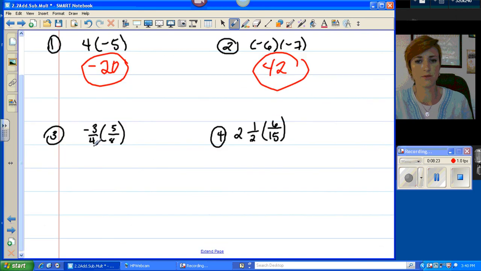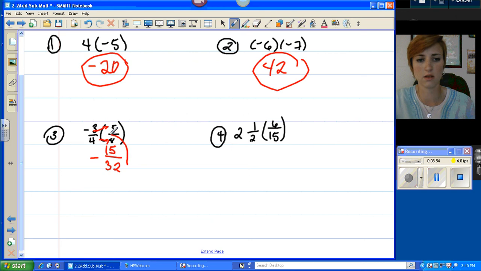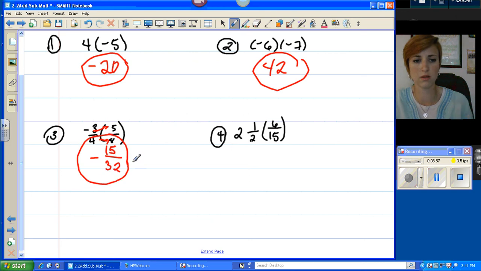Okay, example 3 for this set, we have 2 fractions being multiplied. So remember, we have to first look at their signs. A negative and a positive means my answer is going to be negative. We multiply straight across. 3 times 5 is 15, over 4 times 8 is 32. You want to check to see if it can reduce. So 15 over 32. 32's even, 15's odd, and they don't have any numbers in common, no common factors, so that's as far as we can go for number 3.